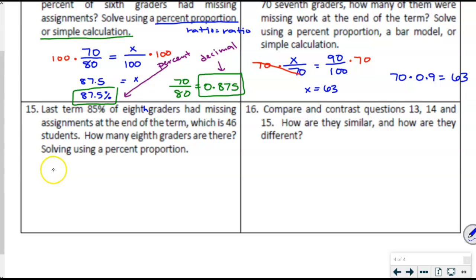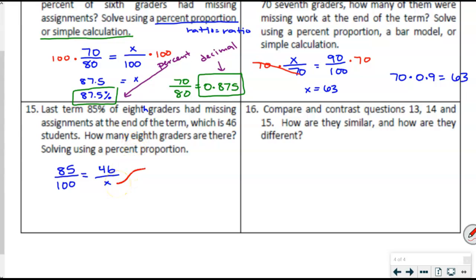And for the sake of time, let's just go over this together. 85% is 85 per 100, and that is equal to, I know that there were 46 students who are missing assignments. I don't know how many 8th graders there are. Set up that percent proportion, and I don't like this.